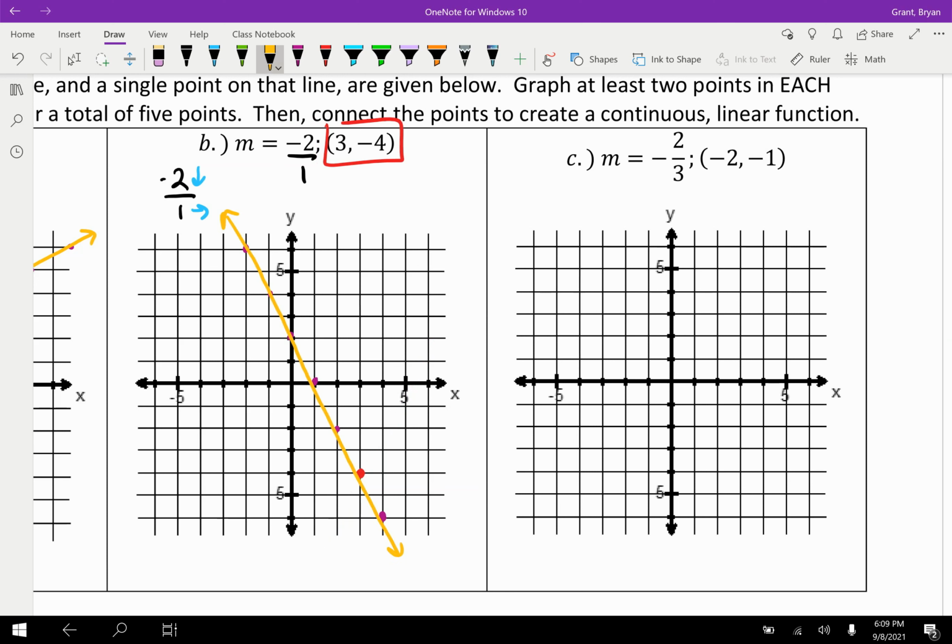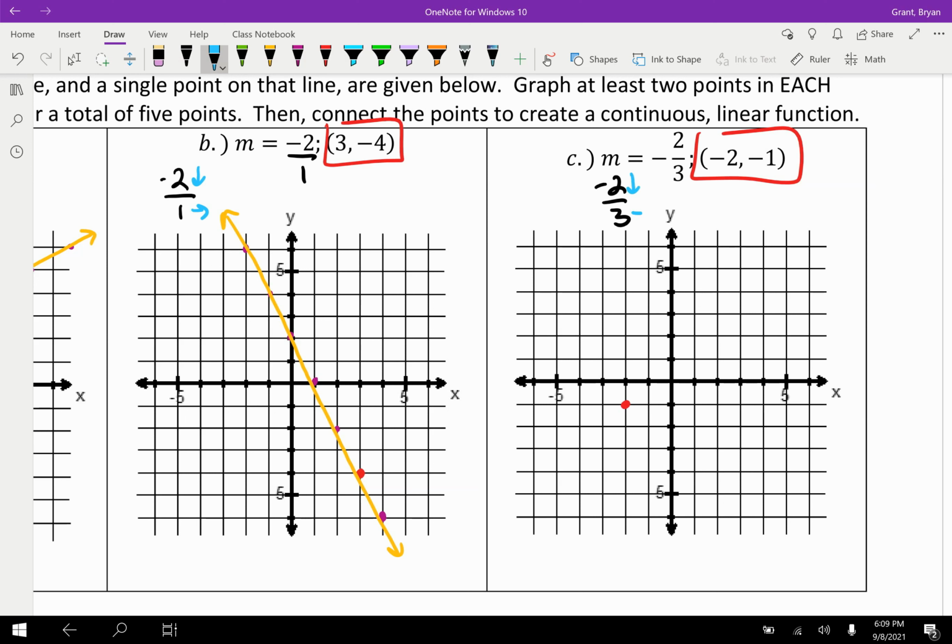A little curvy there. That's fine. All right, last one. We have the point (-2, -1), and then our slope. Ooh, this negative is in the middle of the fraction. You can move it anywhere. I'm partial to putting the negative on the top of the fraction, and I like to do that because then if the bottom is positive, we always remember to run to the right.